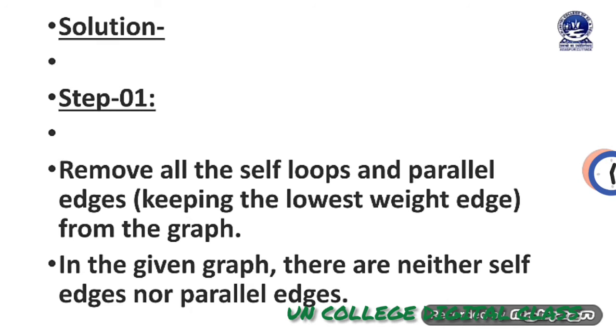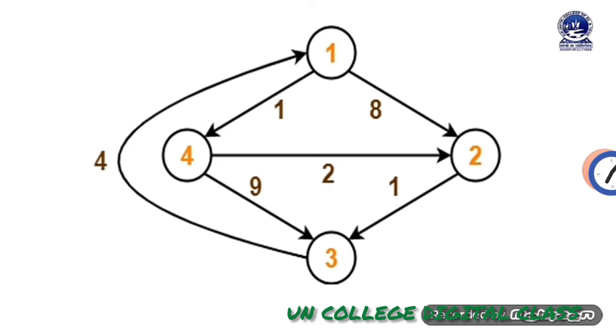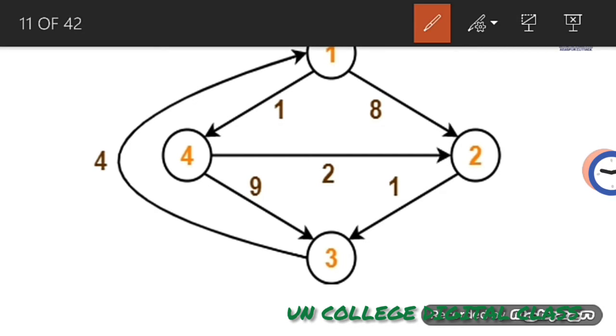In this graph, there is neither a self edge nor a parallel edge. Here you can see it again. Suppose we assume there is another parallel edge from 1 to 2, and that parallel edge contains the weight 10. One edge from 1 to 2 contains 8, and the other contains 10.